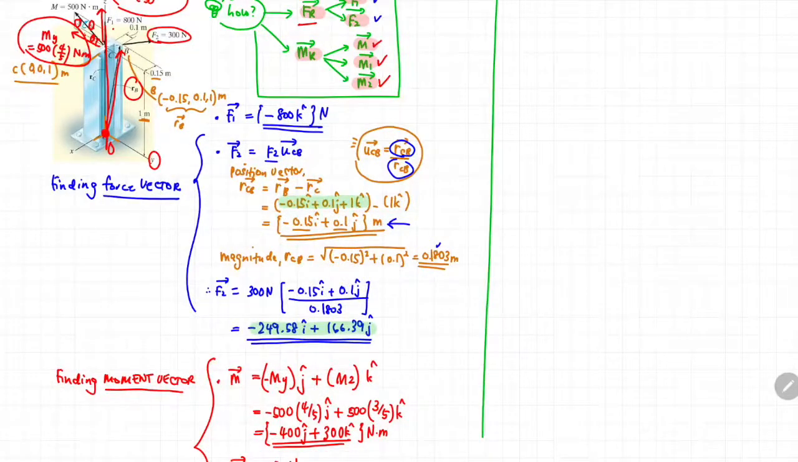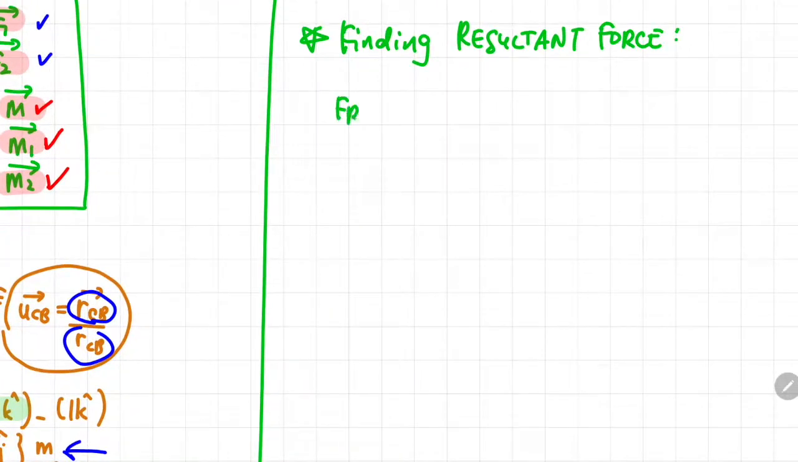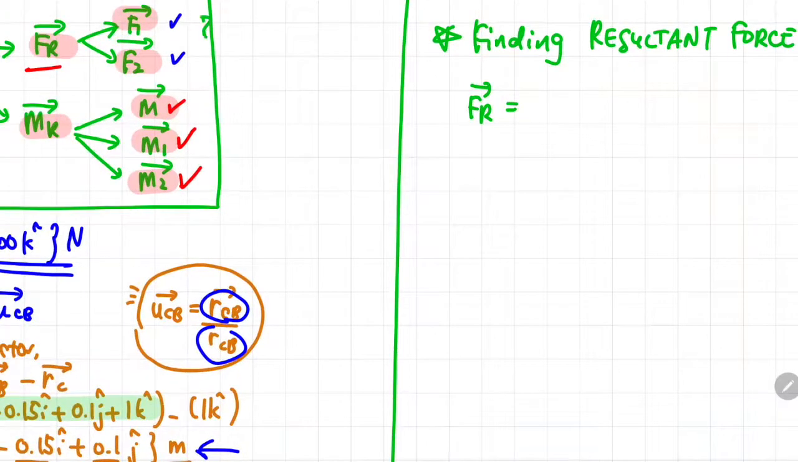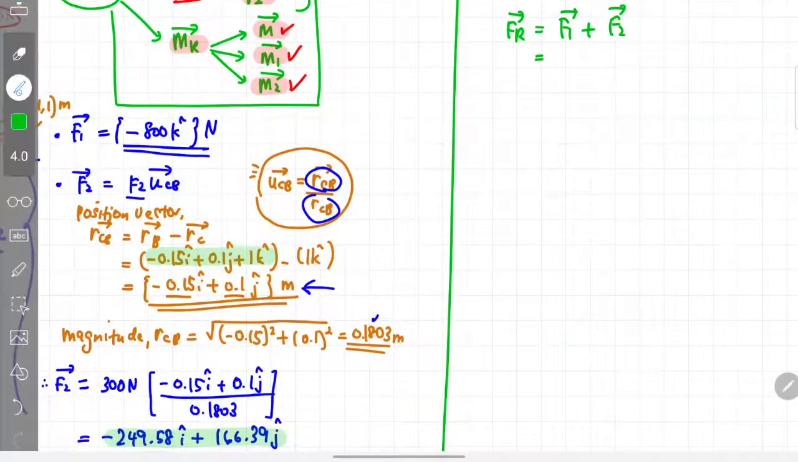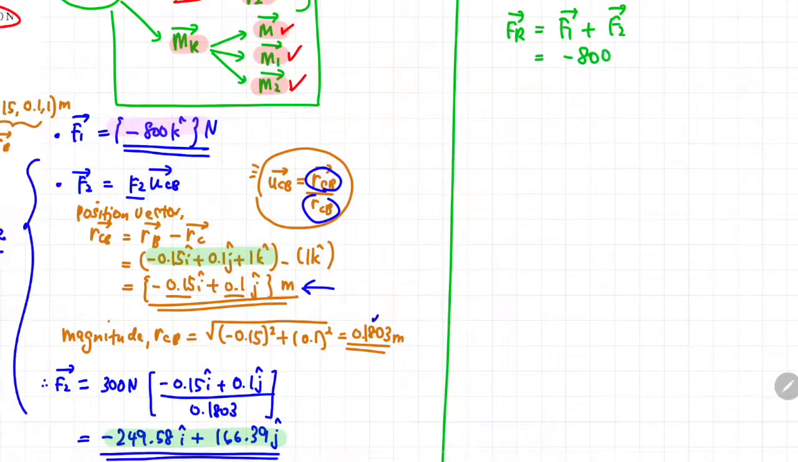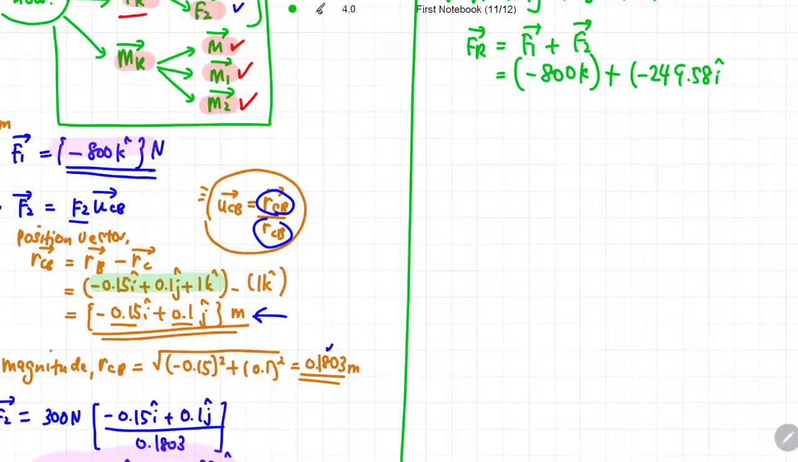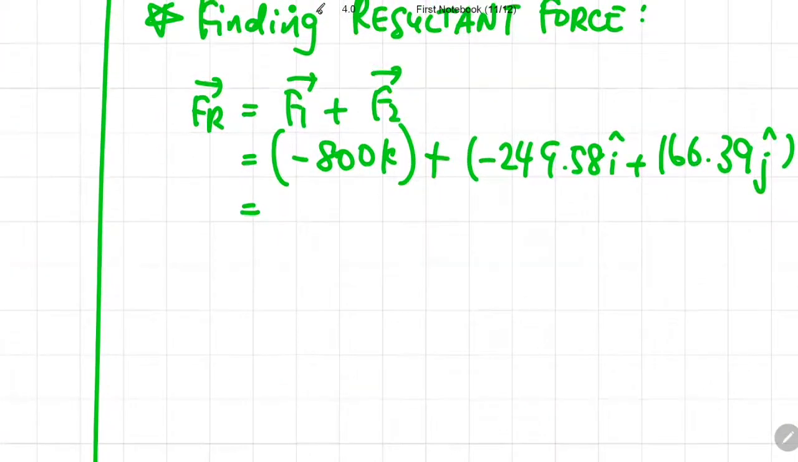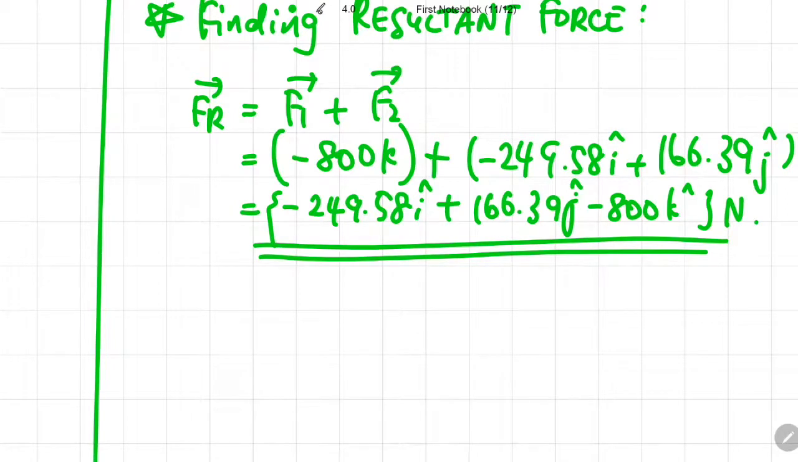So the next step is you can find the resultant force based on the values that we attained earlier. The resultant force is the summation of the forces, so we need to sum up vector force 1 plus vector force 2. You just rewrite the vector expressions that you calculated earlier, whereby force 1 is negative 800k, and force 2 is negative 249.58i plus 166.39j. So you'll get a corresponding resultant force of negative 249.58i plus 166.39j minus 800k. This is the force vector of all the forces acting on the beam.